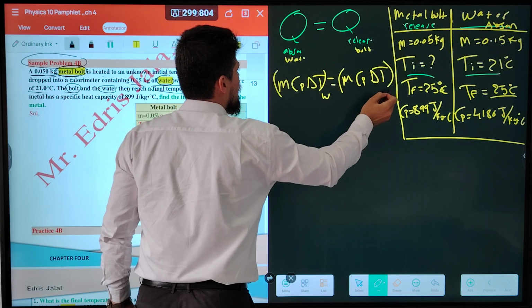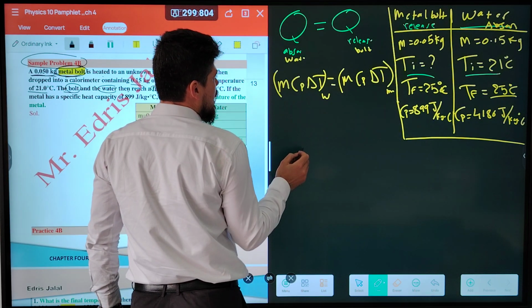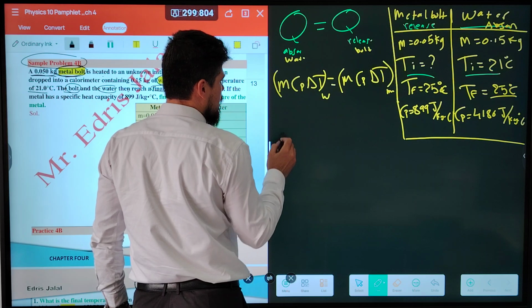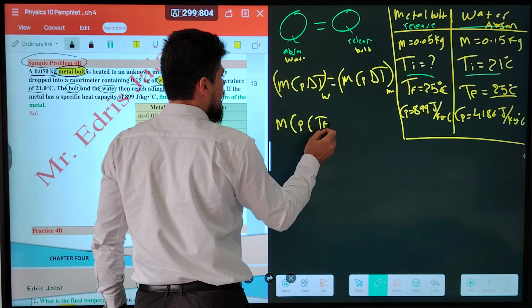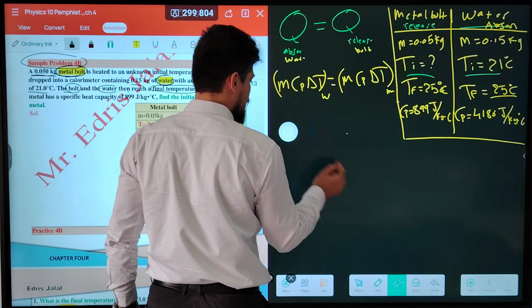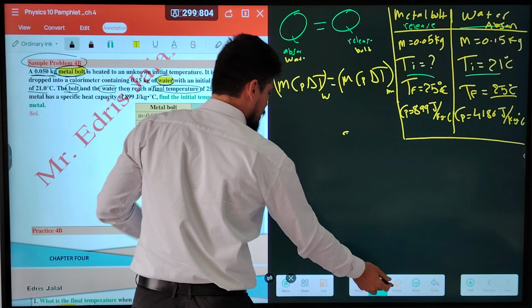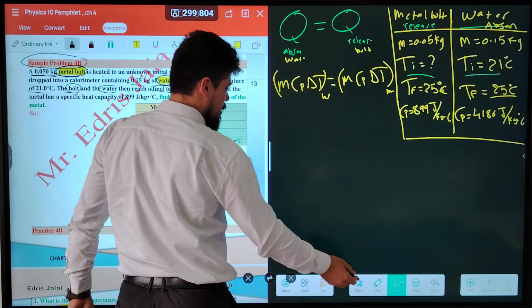mCp delta T for what? For the metal bond. Because the water absorbs energy, it's going to be mCp, T final minus T initial. Let's write it down here. Guys, look. For the water, because it absorbs energy, it's going to be what?